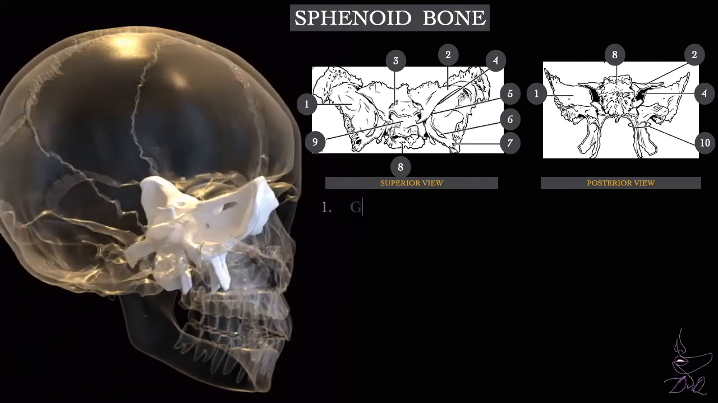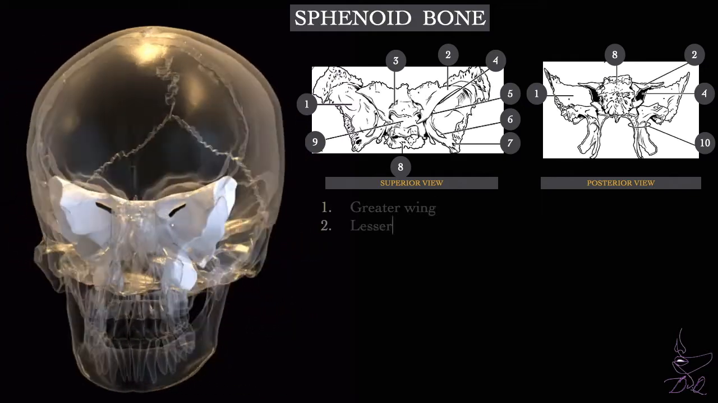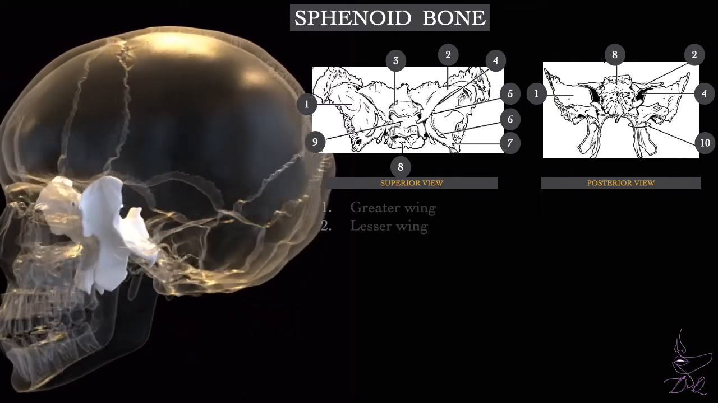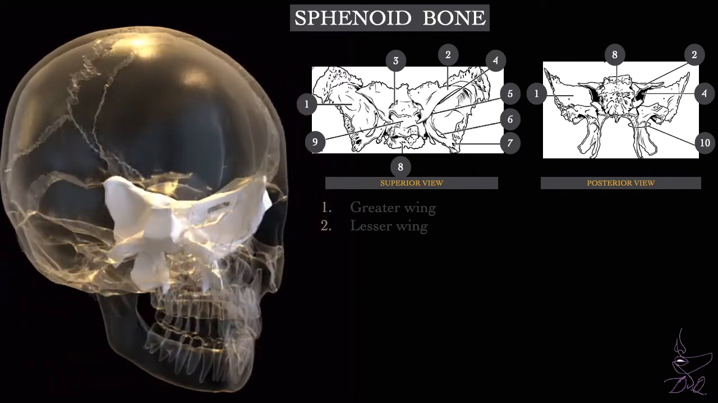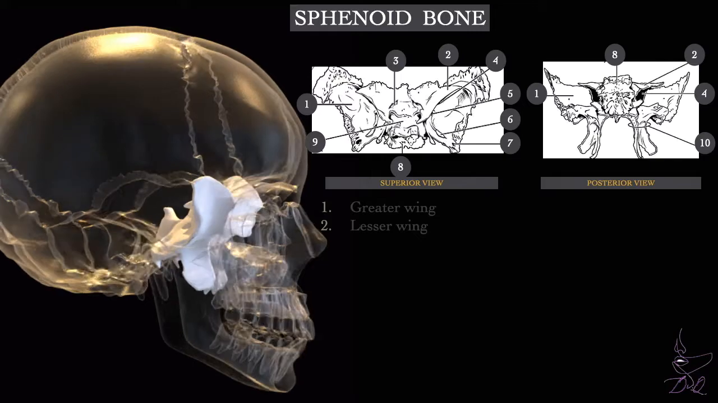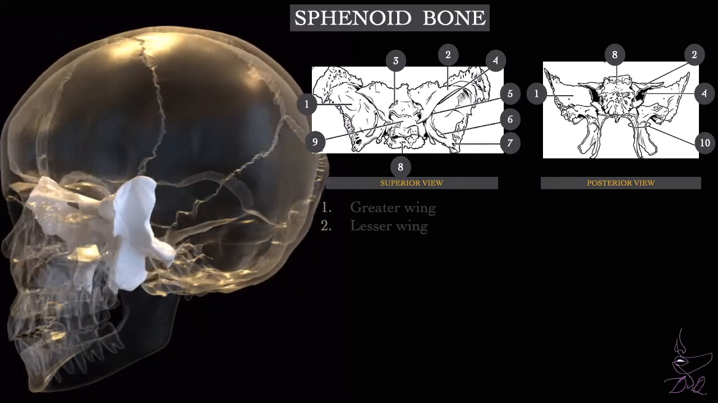Now the sphenoid bone has two pairs of wings. It has the greater wing and the lesser wing. These wings give the sphenoid bone a bat-shaped appearance. The greater wing forms the floor and the wall of the middle cranial fossa, whereas the lesser wing forms the anterior wall of the middle cranial fossa.